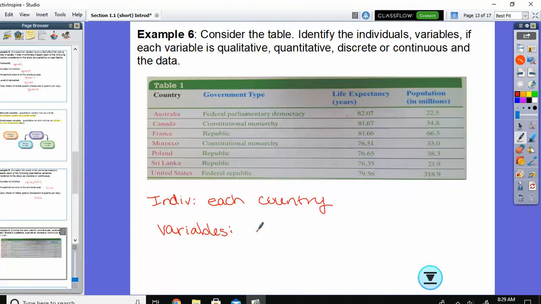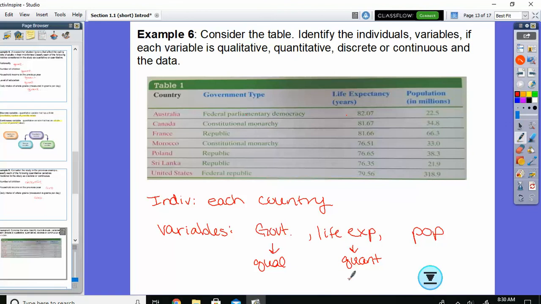What are the variables, the things I'm looking at for each country? Life expectancy, population, and government type. Okay. For each of these variables, qualitative or quantitative? So government type. Qualitative. Life expectancy. Quantitative.